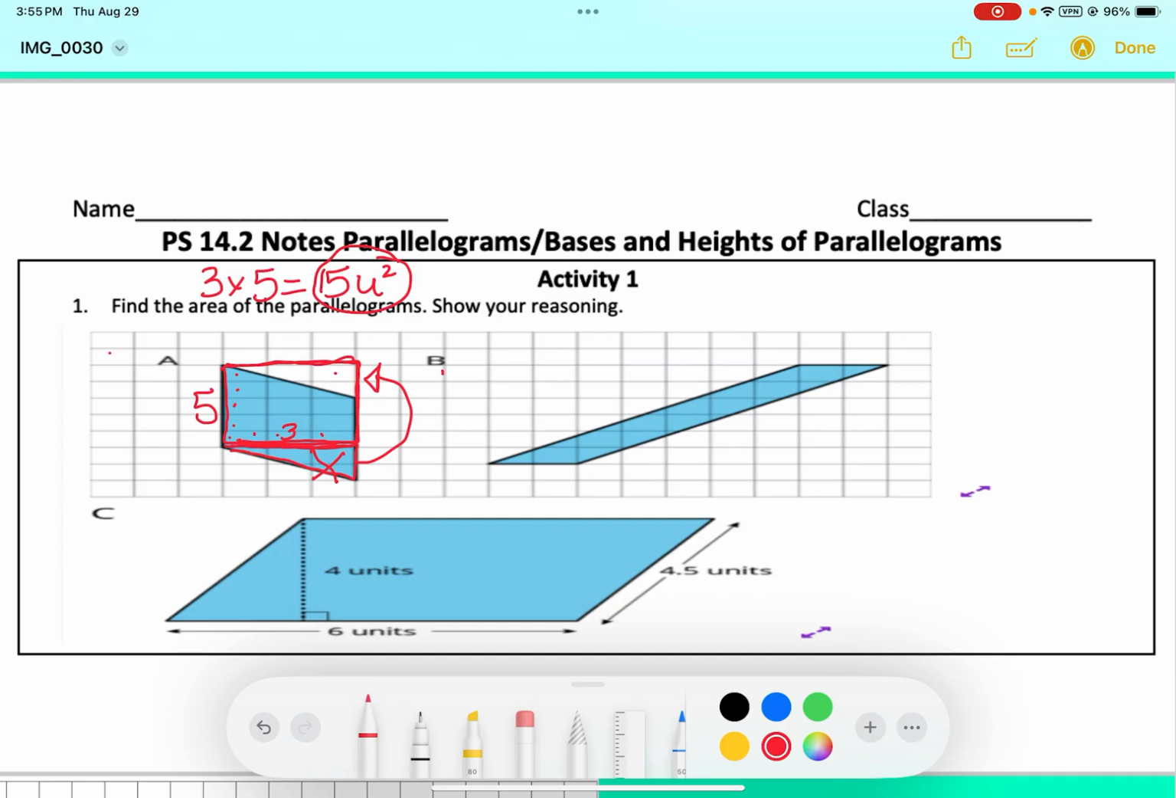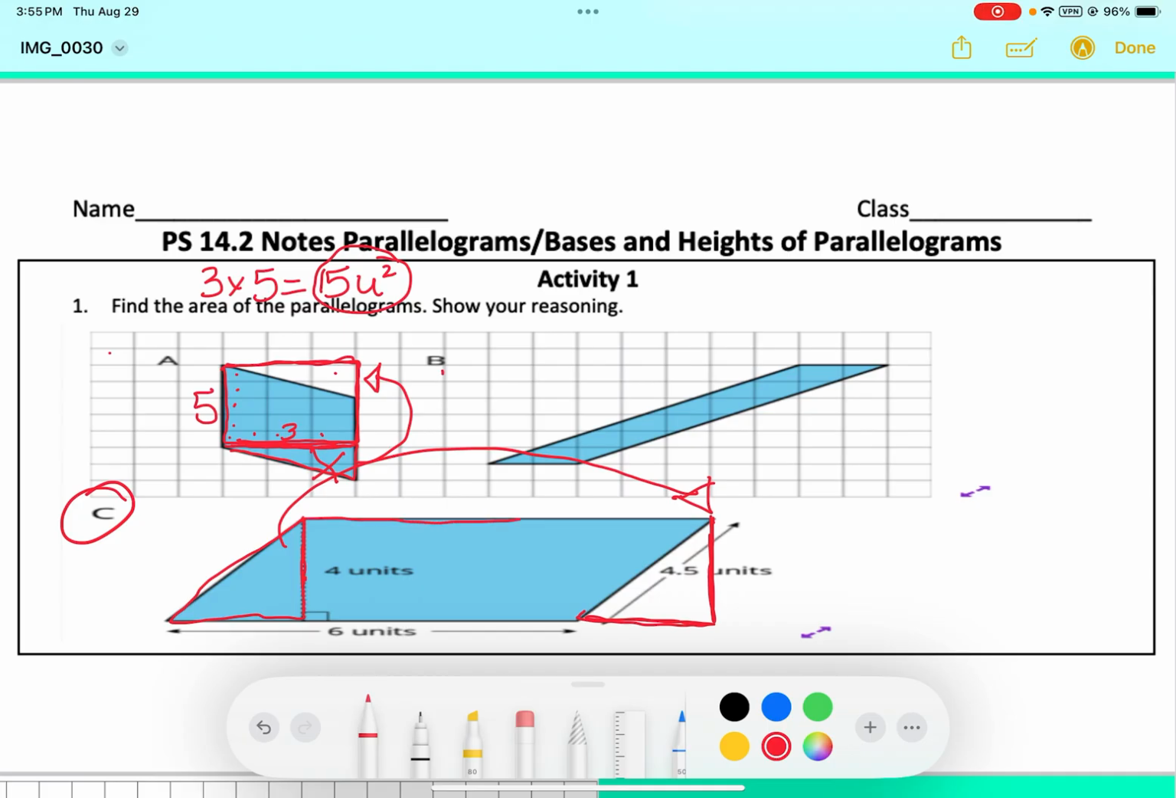B is a challenge, so you could skip this one, or you could try it if you're a champion. I will come back to that one later, so I'm going to move on to C for now. I see C has this dotted line right here, which is a line that I could cut off. If I cut it off right here, I have a triangle that I could decompose and rearrange and place on the opposite side of the parallelogram and fill it in here.